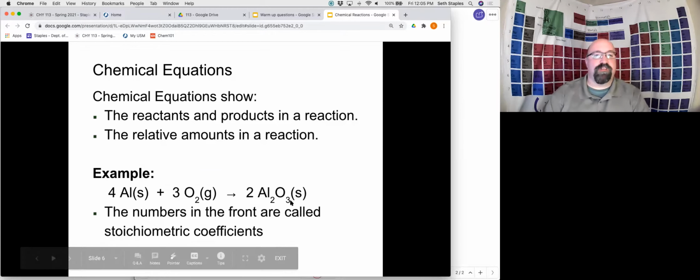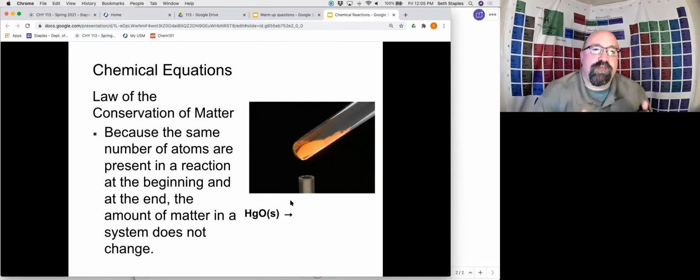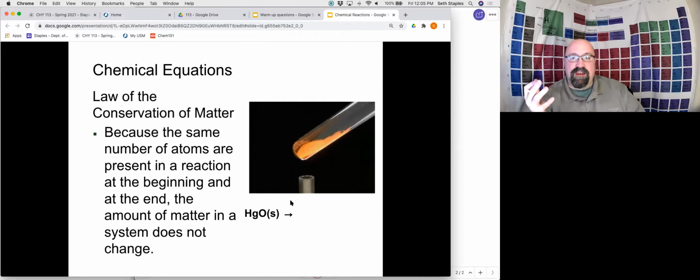Let's talk about where those coefficients come from, though. The law of conservation of matter tells us that mass cannot be created or destroyed through the course of a chemical reaction. And since the same number of atoms are present in the beginning of a reaction and at the end, the amount of matter is not going to actually change. Or think about that in reverse. Since the amount of matter does not change, since we have the same amount of matter in the beginning of a reaction as we have at the end of a reaction, that means that the number of atoms that we had cannot change. We can't add or subtract atoms from one side of the reaction to another.